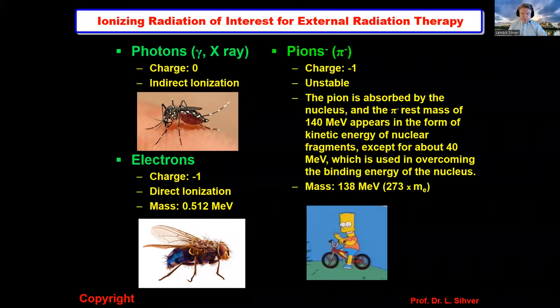Then we have pions, pi minus. Pi minus are unstable. The pion is absorbed by the nucleus, and the pi minus rest mass of 140 MeV appears in the form of kinetic energy of nuclear fragments, except for about 40 MeV, which is used for overcoming the binding energy of the nucleus. Mass is 138 MeV. It's like a bicycle.